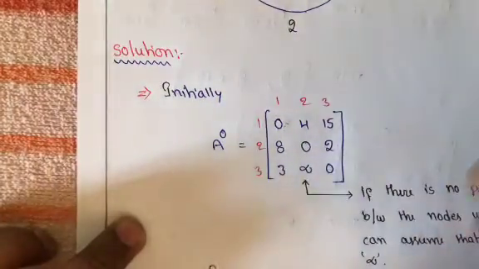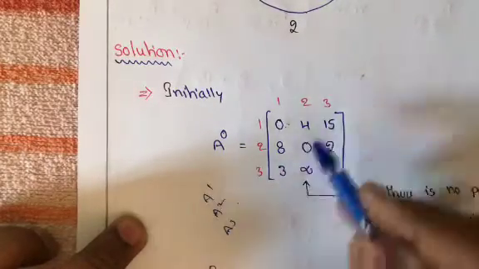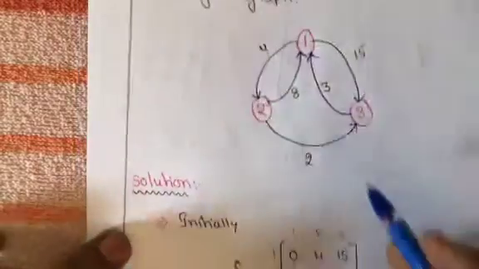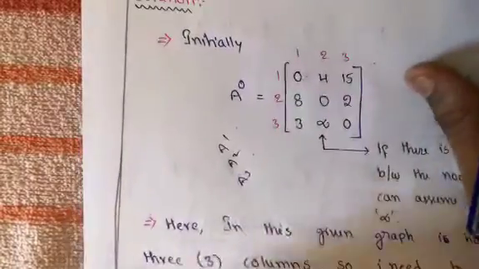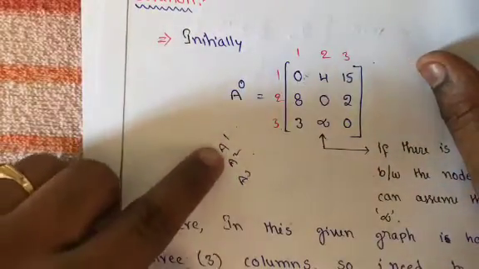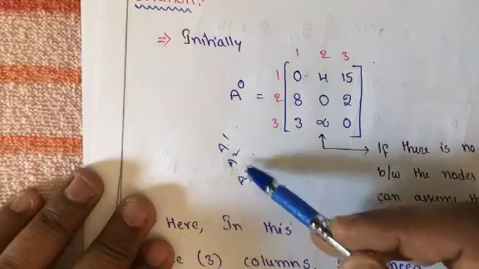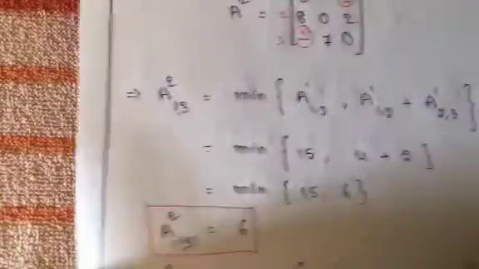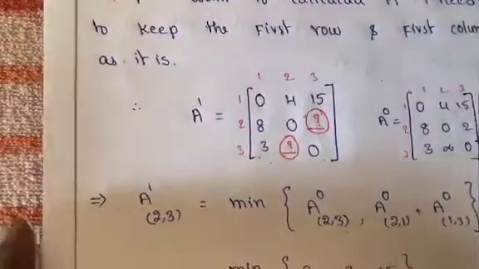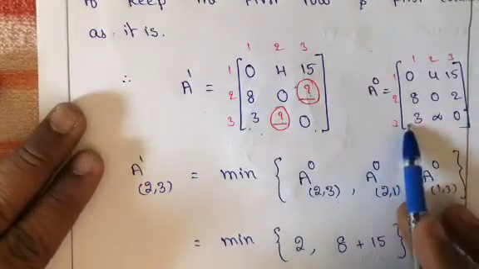A1, A2, A3, because I'm having 3 rows as well as 3 columns, because I'm having the 3 vertices in a given graph. So that I need to identify A1, A2, A3. A1 can be calculated based on A0, A2 can be calculated based on A1, so A3 can be calculated based on A2. Alright. So here I am going to calculate A1, right? So A1 based on A0.